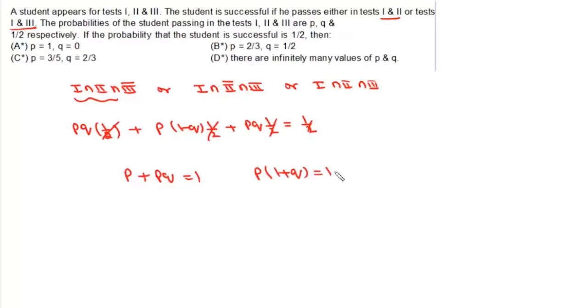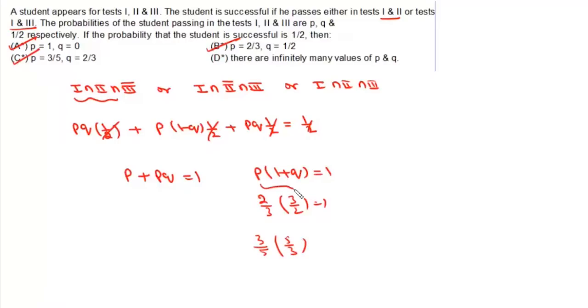Now, what are the possibilities? If we put P as 1, Q as 0, it is satisfied. Now, if we put P as 2 by 3 and Q as 1 by 2, so this 1 plus 1 by 2 will be 3 by 2, this again will be 1, so B is also satisfied. If we put P as 3 by 5, so it will be this 3 by 5 and 1 plus Q is 5 by 3. This is also true.